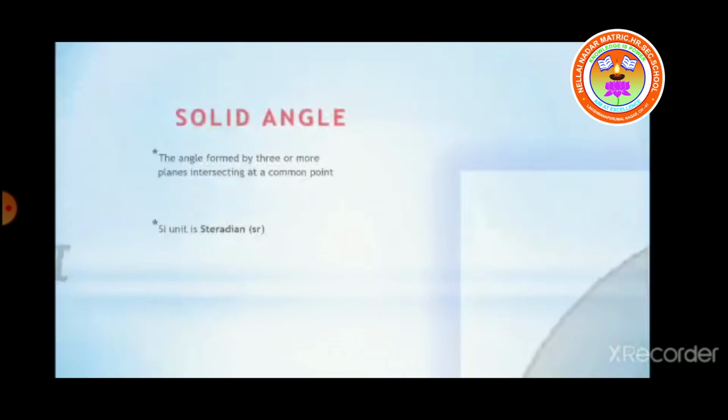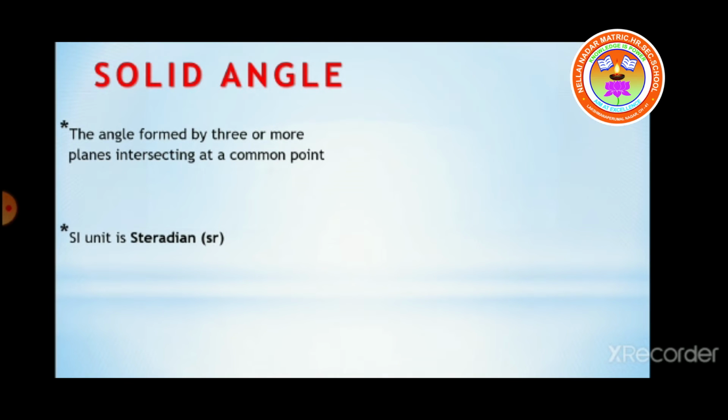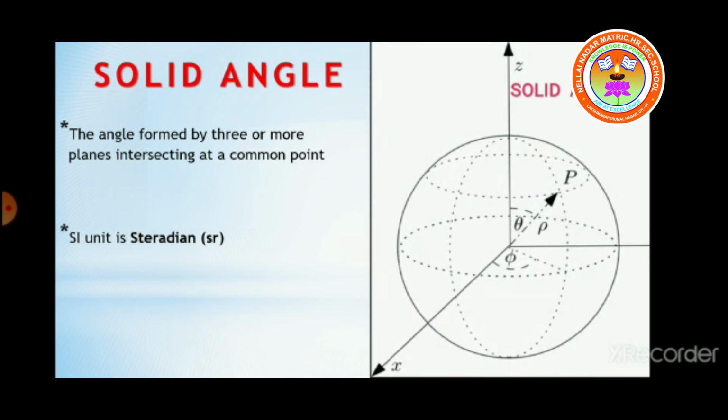Next we move on to another topic, the solid angle. What is a plane angle? The angle between the intersection of two straight lines or two planes is called a plane angle. But the solid angle is slightly different. When three or more lines or planes intersect at a common point, they make an angle. This angle is called the solid angle.